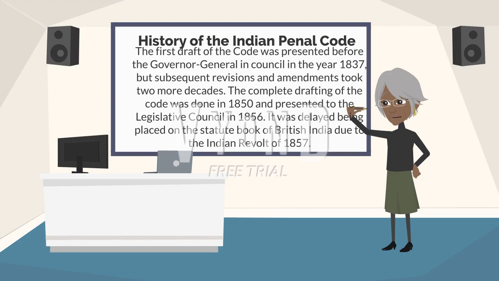The first draft of the code was presented before the Governor-General in Council in the year 1837, but subsequent revisions and amendments took 2 more decades. The complete drafting of the code was done in 1850 and presented to the Legislative Council in 1856. It was delayed being placed on the Statute Book of British India due to the Indian Revolt of 1857.